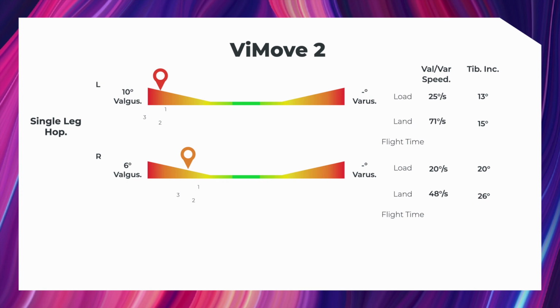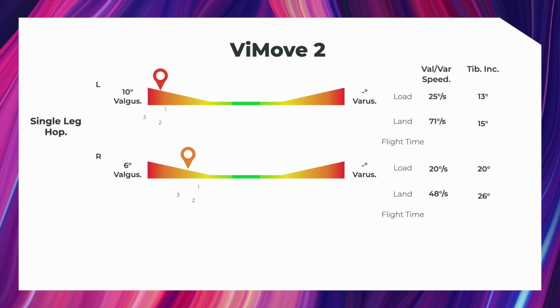If we look at the valgus varus in the loading phase, so as it's getting ready into the jump, 25 degrees per second, so it's okay. It's not great. It's higher than we want it to be. And then we've got a tibial inclination of about 13 degrees. So again, we're going very shallow. But also bear in mind what your instructions are with this.